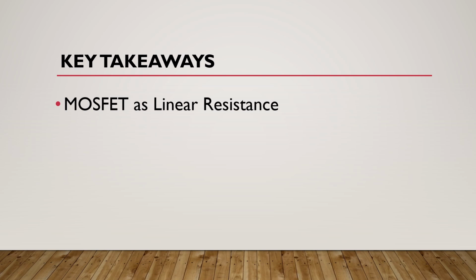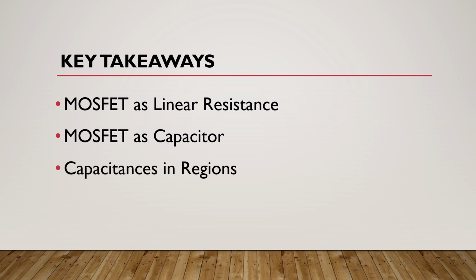Okay, that's all for today. Now what are the key takeaways of this lecture? In this lecture, you studied how MOSFET behaves as linear resistance. You also understood how MOSFET acts as a capacitor. In this lecture, you also studied about four types of capacitances that are present in all three regions of operation in MOSFETs.